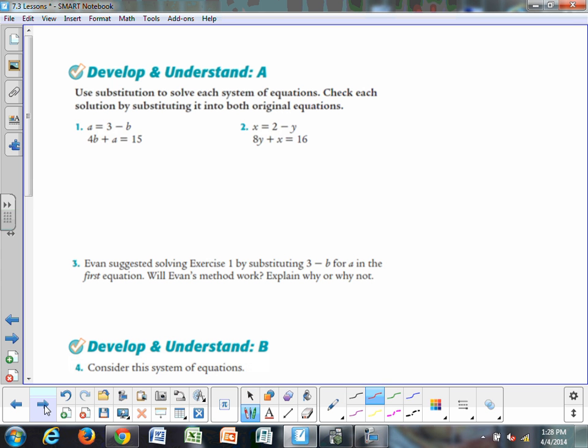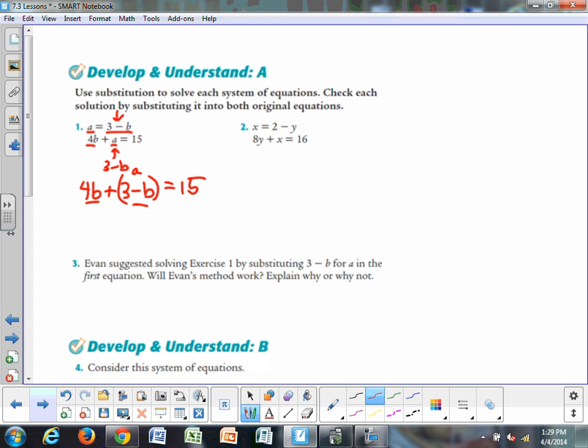So in this first equation, we know that a is equal to 3 minus b. And the second equation tells us that 4 times b plus a is equal to 15. Well, since a is equal to 3 minus b, where I have an a here, I can substitute in 3 minus b. So I end up with this equation, 4b plus 3 minus b. That's where I did my substitution. It used to say 4b plus a. And remember, a and 3 minus b are equal to each other, equals 15.